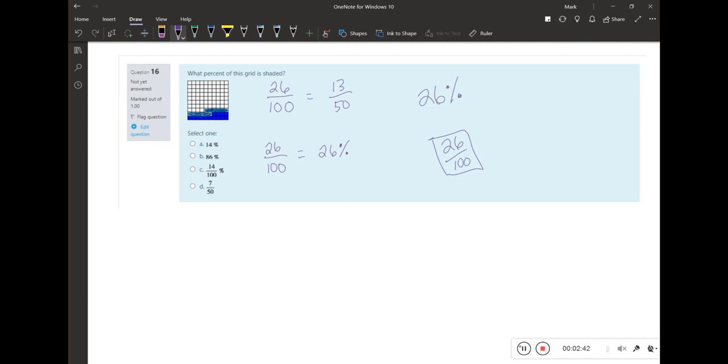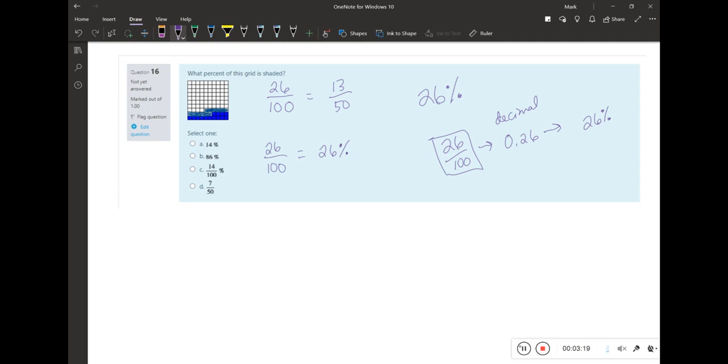To go from a fraction to a decimal, all we have to do is put it in a calculator: 26 divided by 100, and we'd get 0.26. That's the decimal version. To figure out what it is as a percentage, you multiply that by 100, and you get 26%. Using those rules, let's figure out what percent is shaded there.